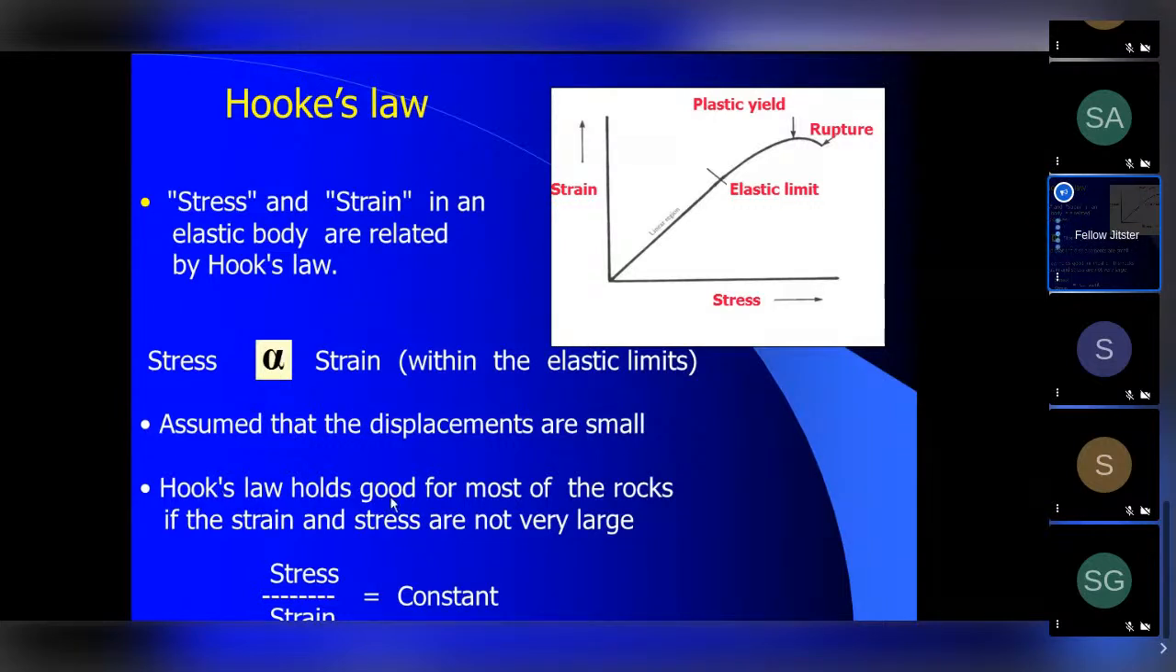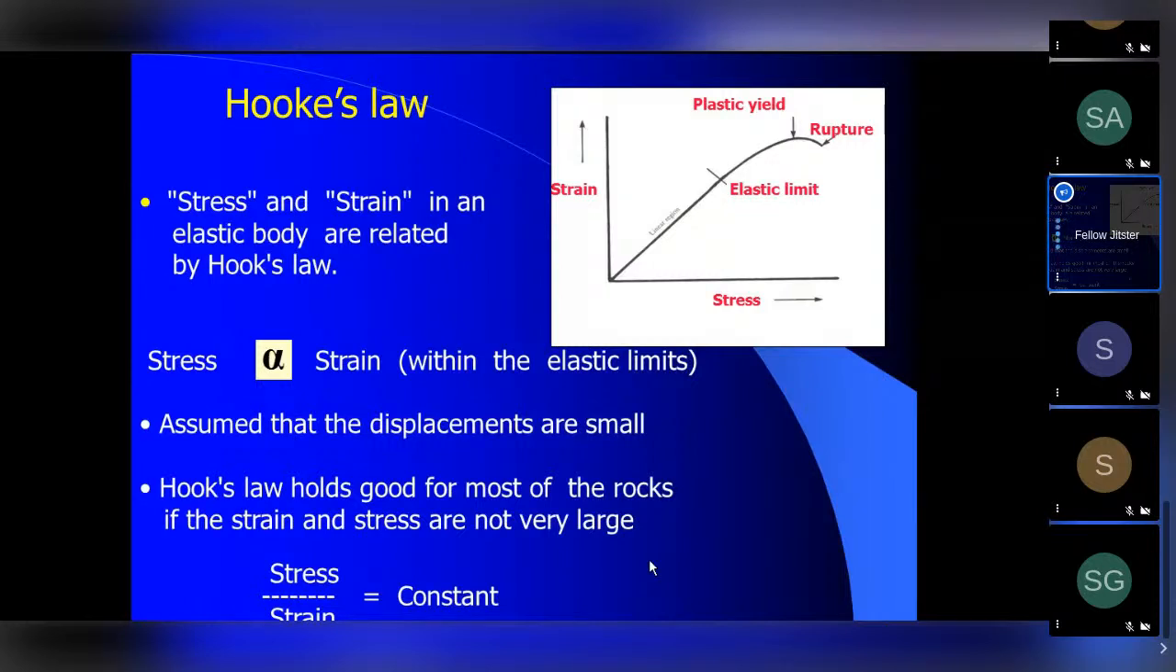Assume that the displacements are small. The displacement of any particle should be very small. So Hooke's law holds for most rocks if the strain and stress are not very large. If there is a very large stress and strain, then there is a problem. Normally Hooke's law will work for very small strain, 10 to the power minus 4, 10 to the power minus 5. So it works for very low strain.